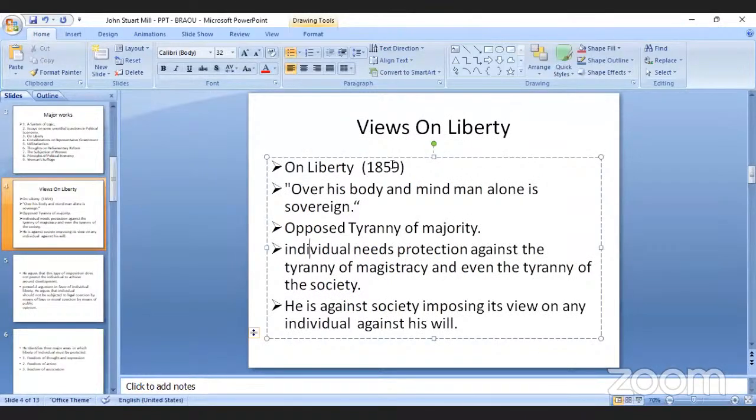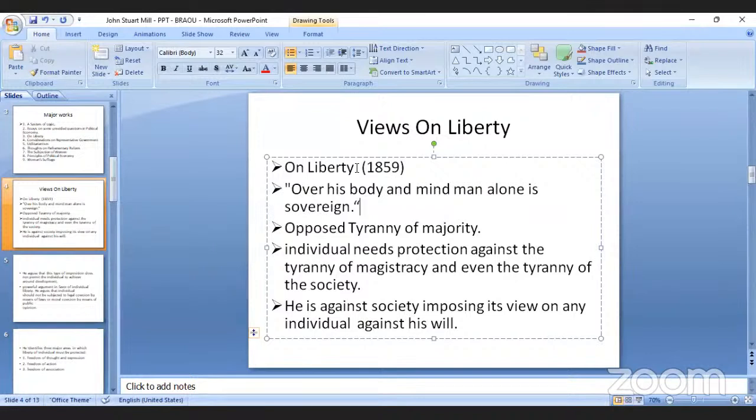Okay, now what are his views on liberty? So in political thought or political theory, liberty is a very prominent or important idea. So we'll look at what J.S. Mill's views are on liberty. He wrote a book On Liberty, 1859. So in detail, his ideas are represented in this book.